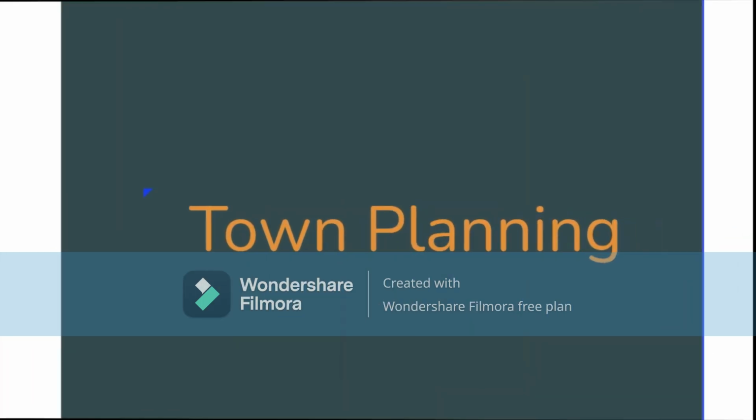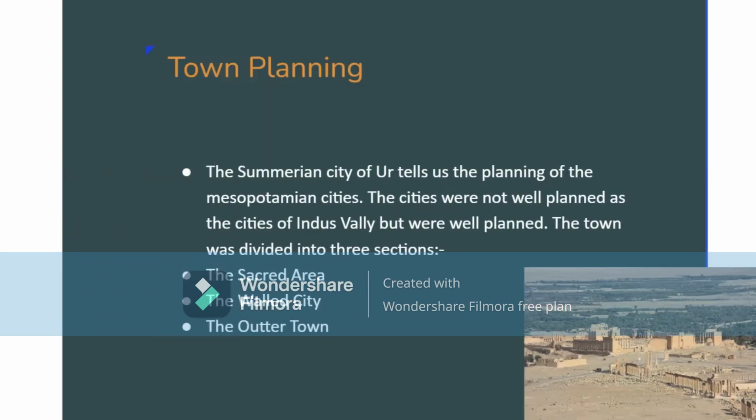Now comes the section of town planning. The Sumerian city of Ur tells us about the planning of Mesopotamian cities. The cities were not as well planned as the cities of the Indus Valley, but they were well planned. The towns were divided into three sections: the sacred area, the walled city, and the outer town.